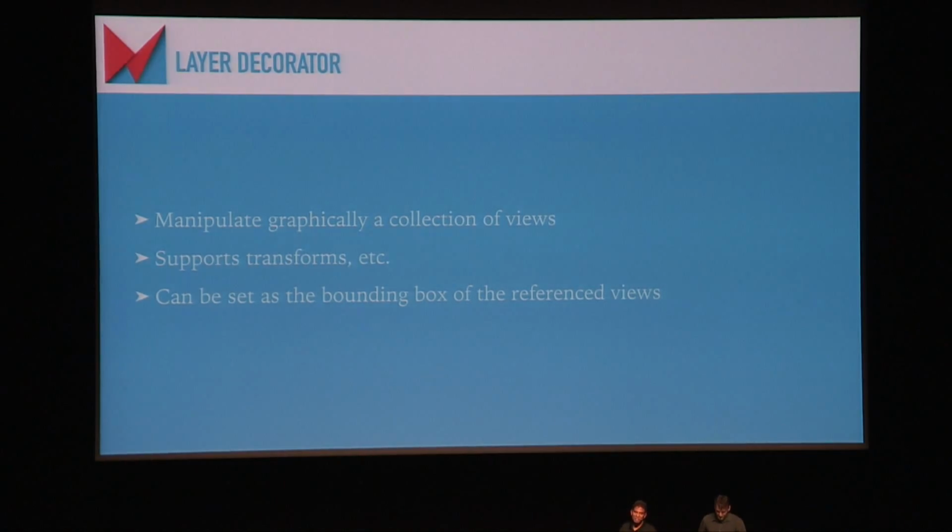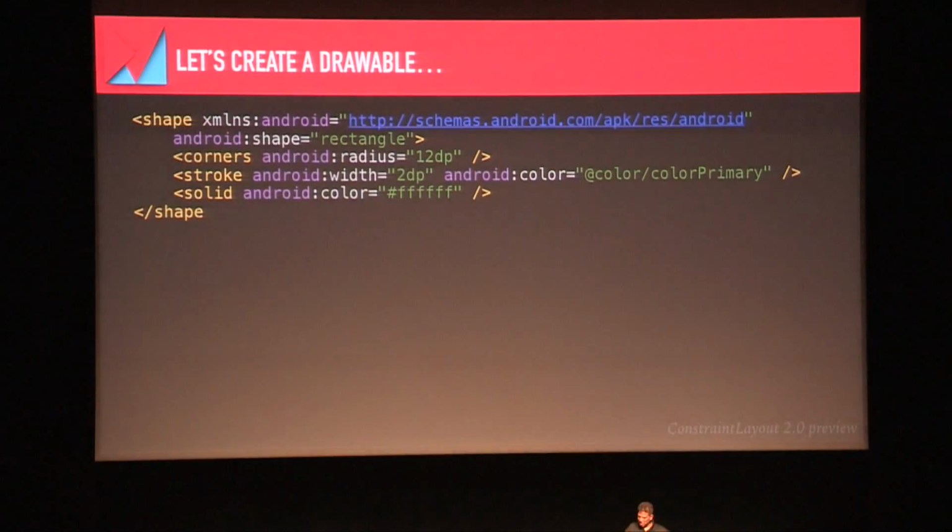So the next type of decorator, of helper, is a layer. One of the things that a layer will allow you to do is take a collection of objects and actually manipulate the properties of it dynamically. It also is aware of its bounds. It'll allow you to support transforms, so you can take that entire layer of widgets and move them across the screen. So what does it look like?